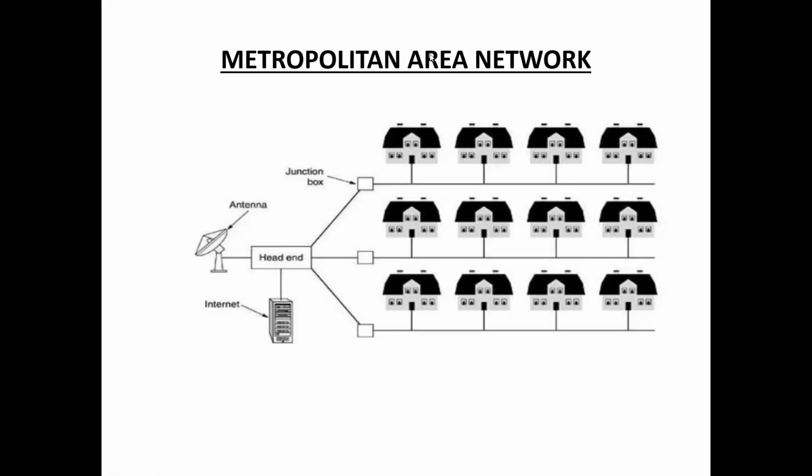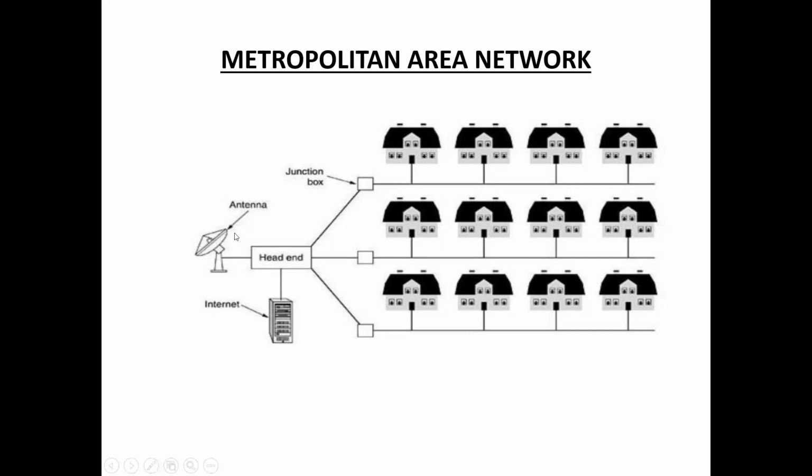So the example of metropolitan area network is the cable television network. One antenna is placed at the top of the hill. And in this diagram, the antenna and internet are fed into one centralized head end for subsequent distribution to the people's homes, the subscribers' homes.